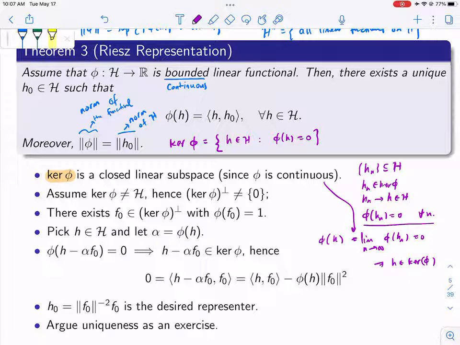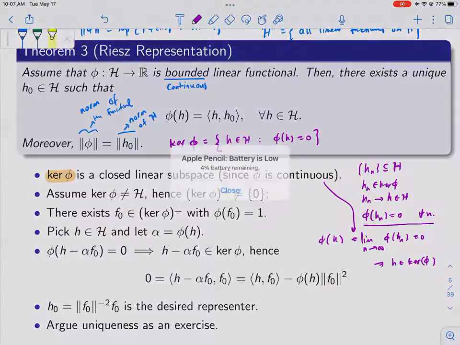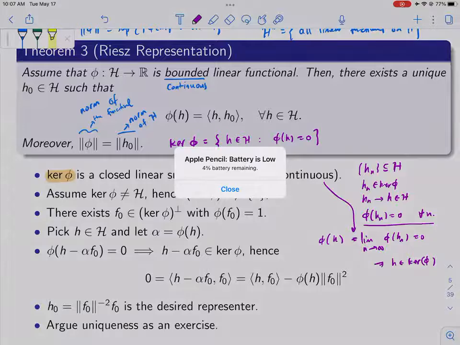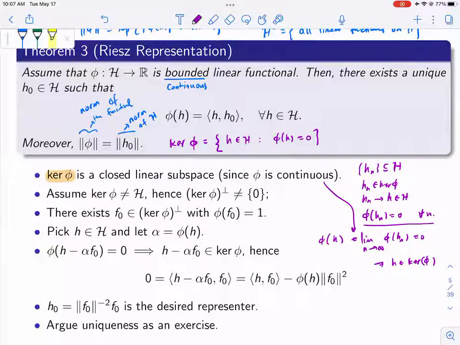So next we consider whether this kernel is not the entire H. If the kernel is the entire H, what does it mean? Then the functional is just zero everywhere identically, and I can take this H naught to be just the zero element. And it's not hard to see that that's the only element that works. So that case is trivial.